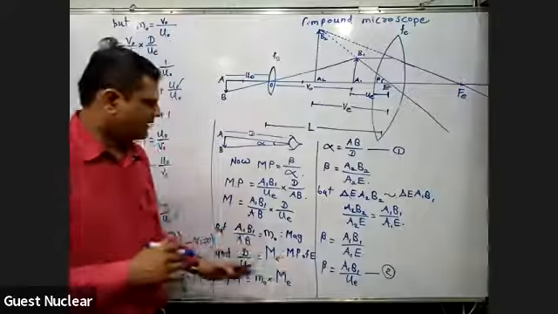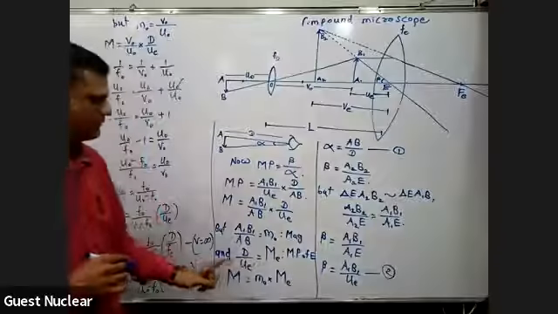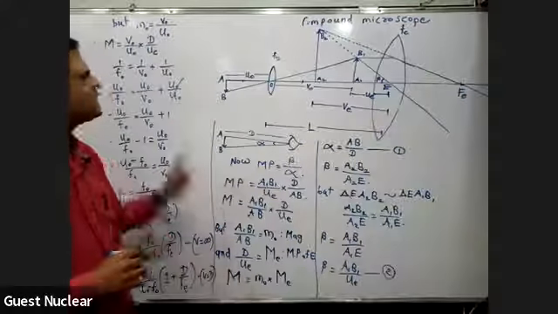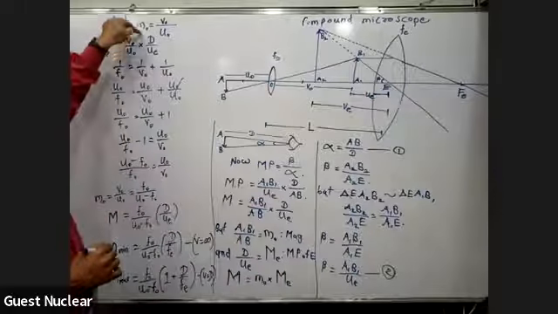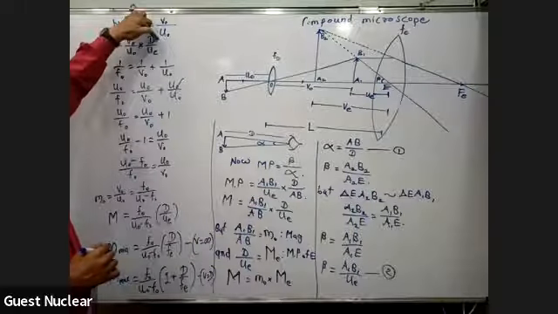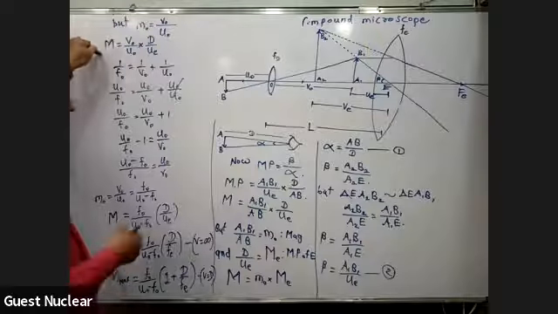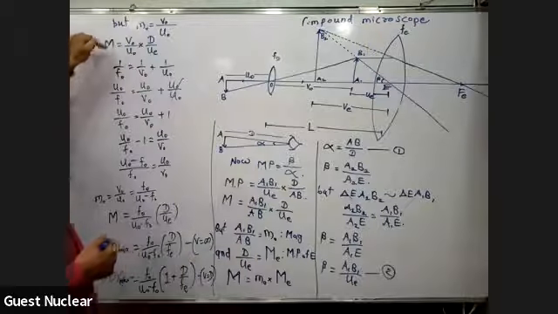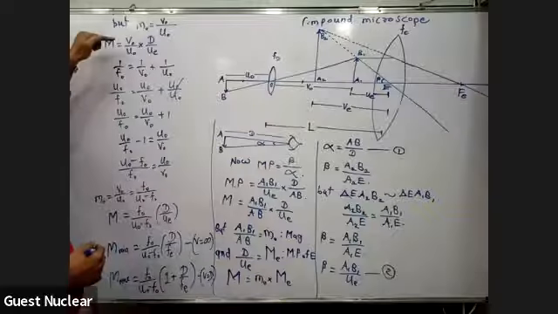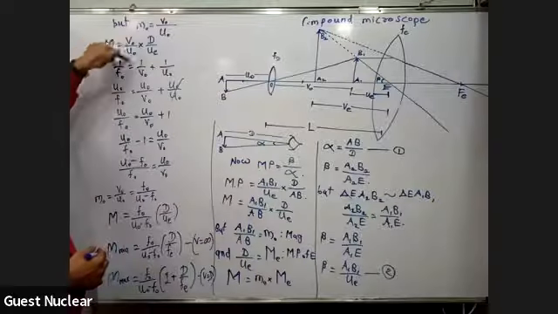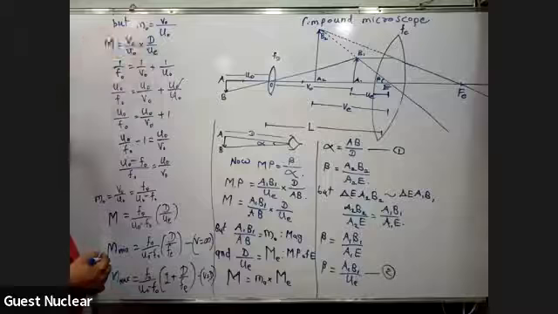Okay, and then in order to find this magnification produced by the objective, we can alternatively use the formula VO upon UO. If we put this formula in place of the magnification, then we get the magnifying power of the compound microscope simply equal to VO upon UO into D upon UE, right?